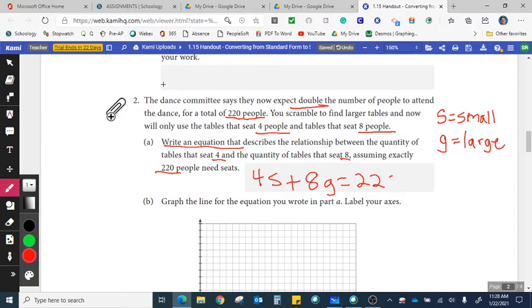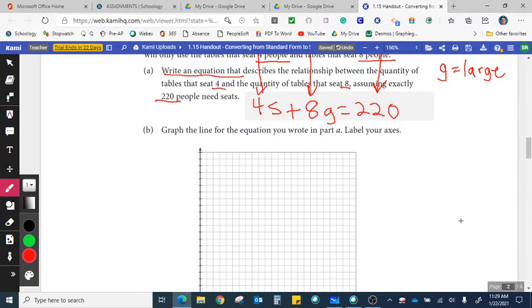equals 220. Back in our first one, it was 2S plus 4G equals 110. From 110 to 220 I just multiplied by 2. From 4G to 8G, I just multiplied by 2. And from 2S to 4S, I just multiplied by 2. Now it says to graph it.